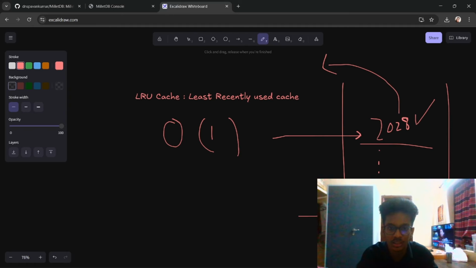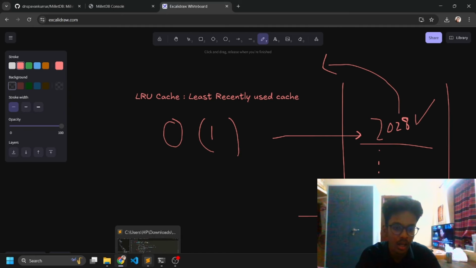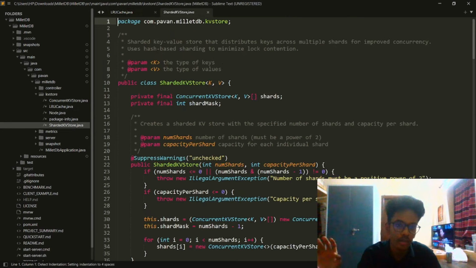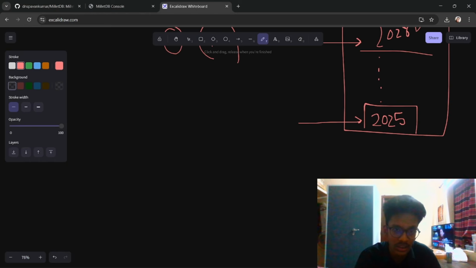SQL and Redis, both of them, I guess, use it, if I'm not wrong. And coming back to the source code once again, I have done something known as sharding. Sharding. It's a system design concept, sharding.